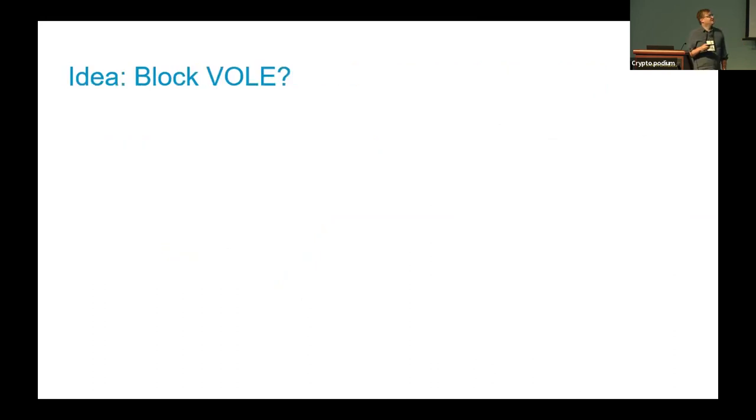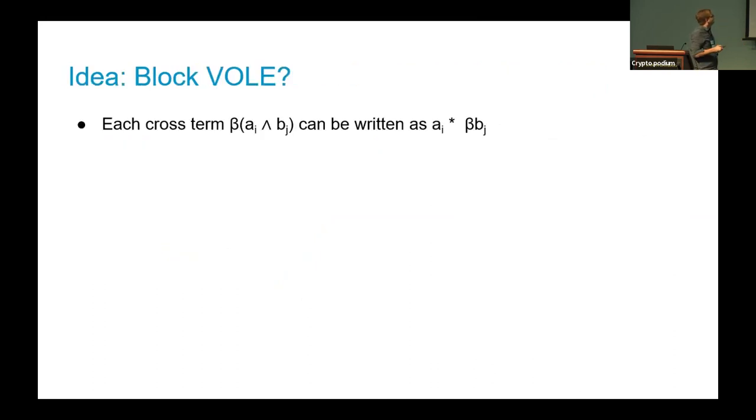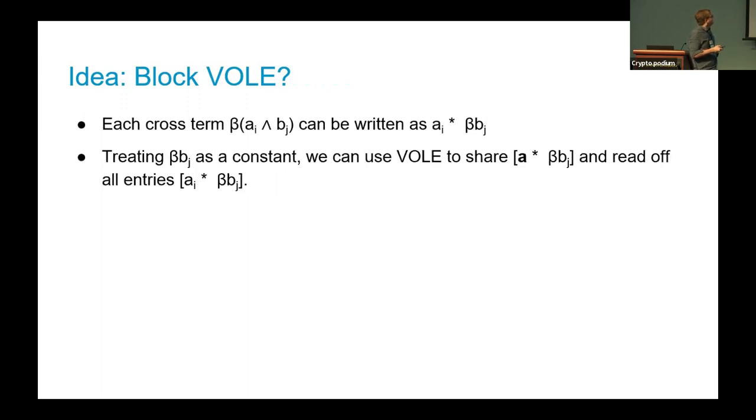So we have an idea with a question mark, which is a spoiler for how well this idea is going to work. So you want AI and BJ times beta, so you can write it in that form. And then look, if you take beta BJ as your scalar in your vol, then beta BJ is your scalar, A is a vector, and voila, you have shares of AI times beta BJ, and you can read off all the terms you want for all your different AND gates.